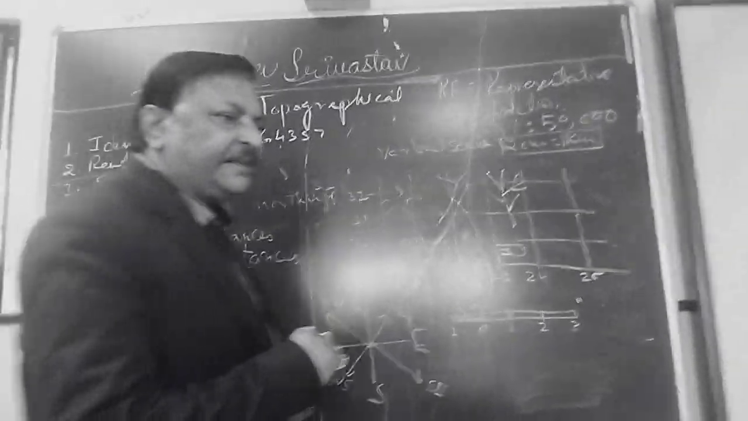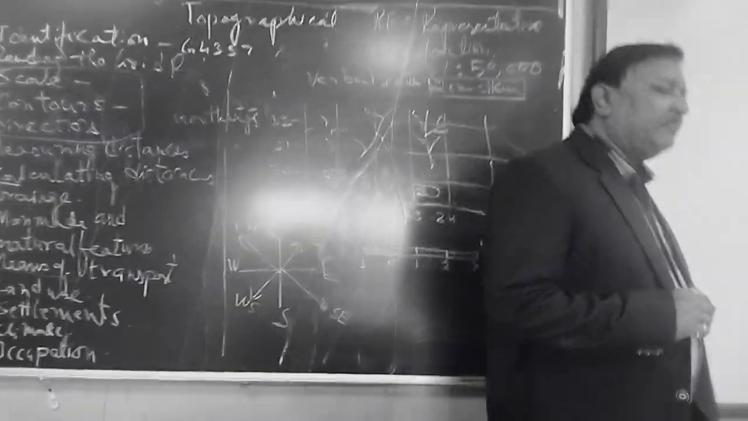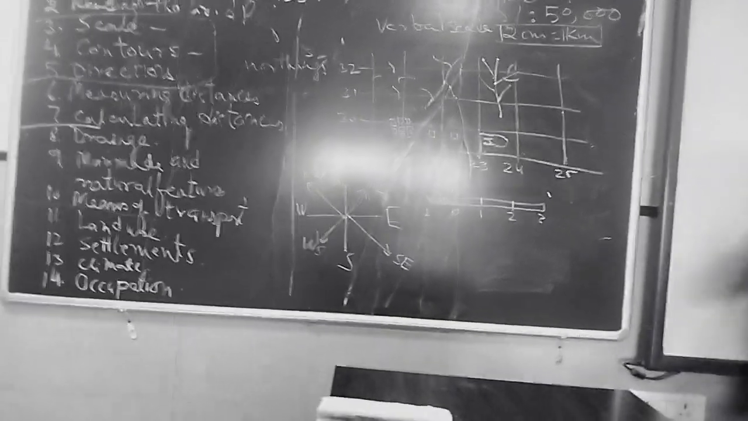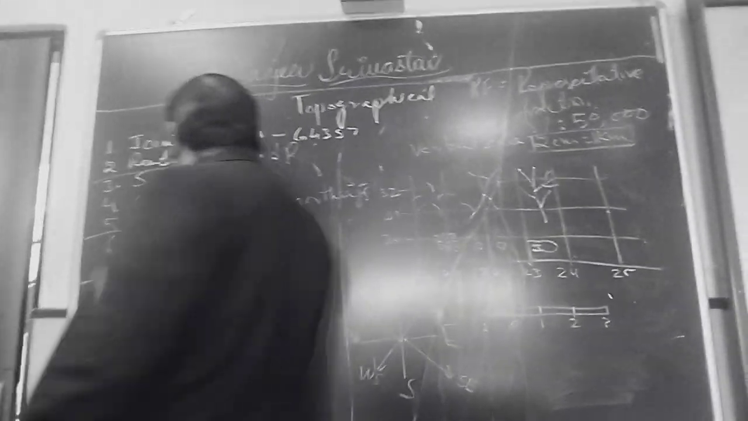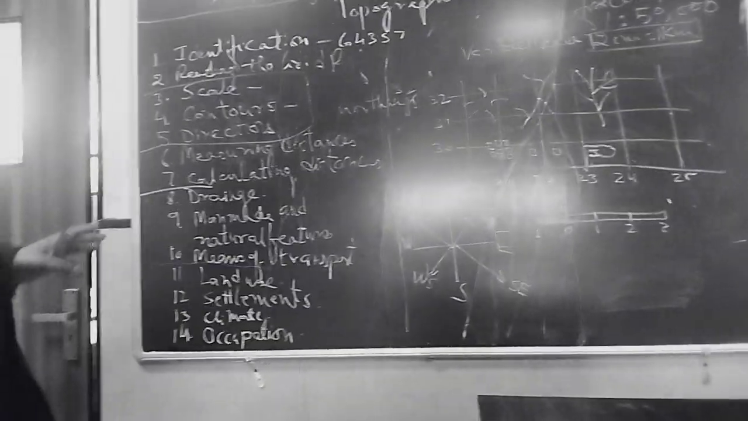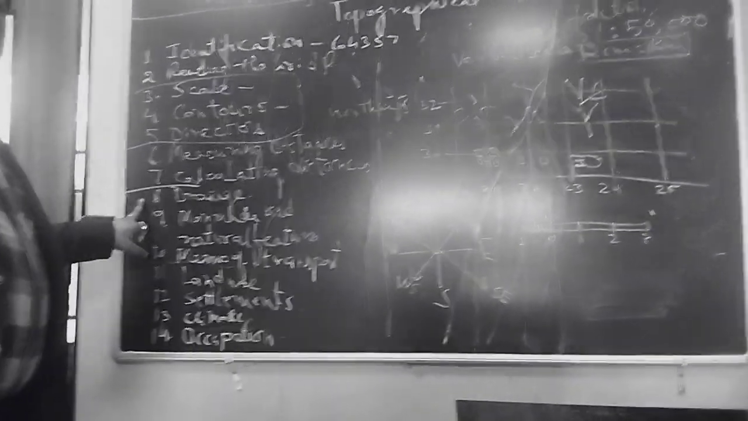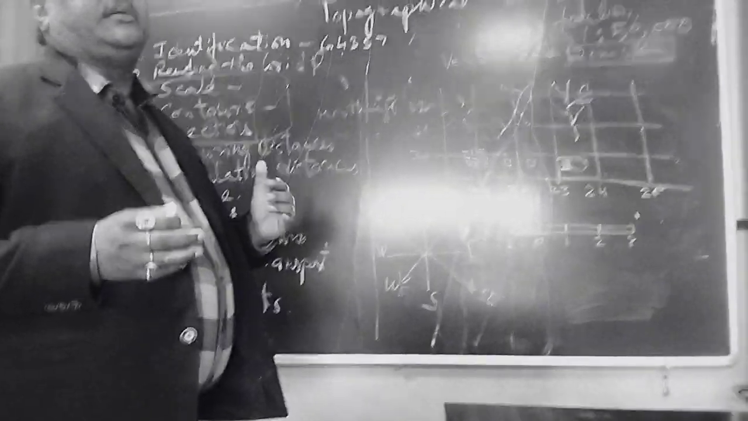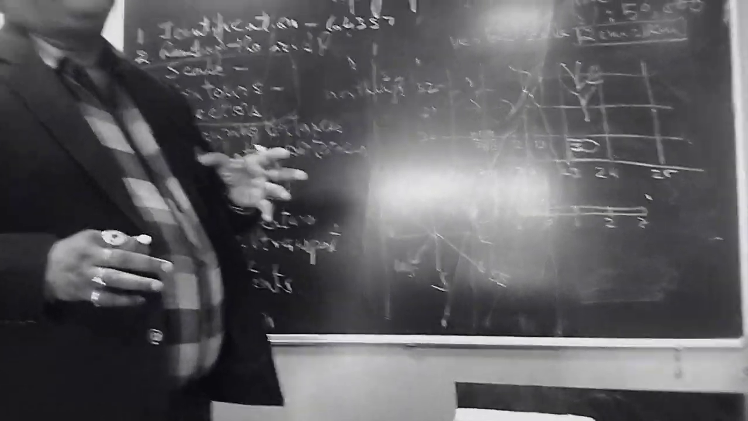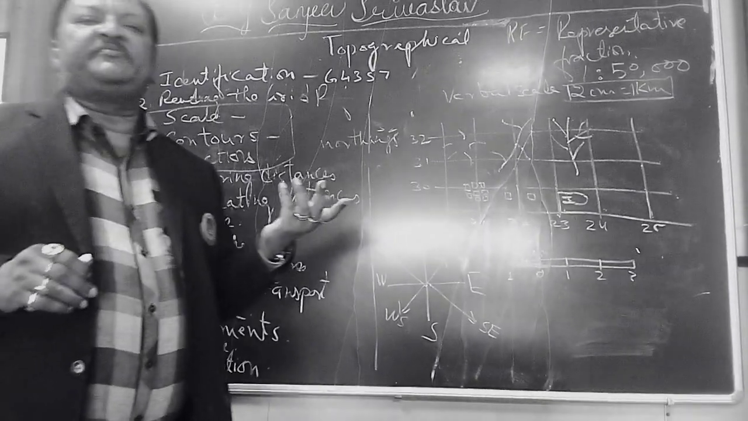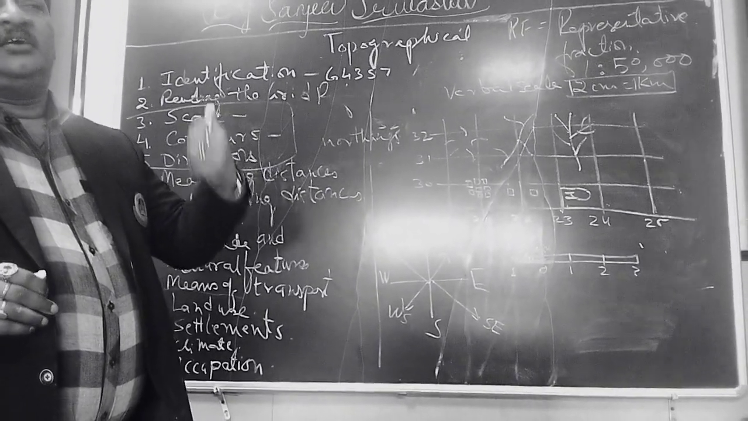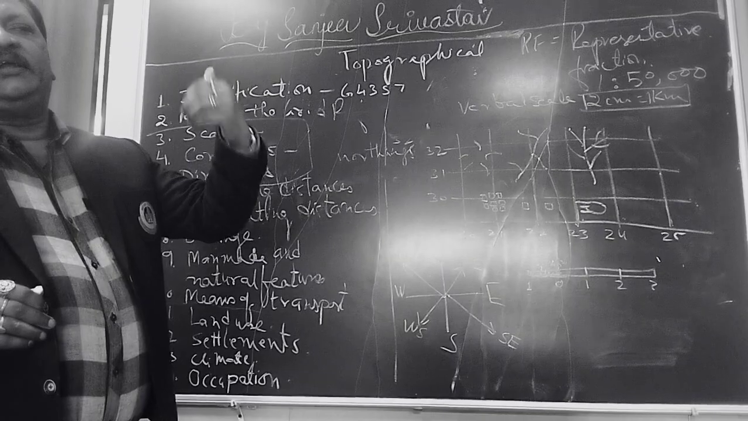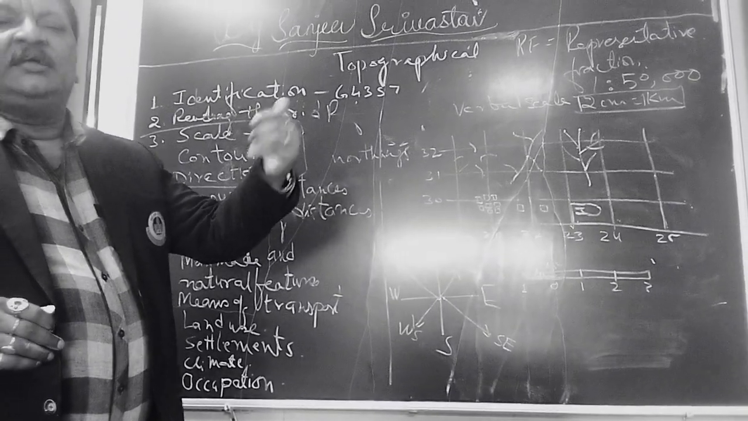Let's start discussing the next topic in the topographical map extract. By now we have discussed points like measuring distances and calculating distances. Now come to the next point, which is called drainage. What is drainage? Drainage is basically the relief feature which tells where the river is going, where the water of that area is going, and in what way.